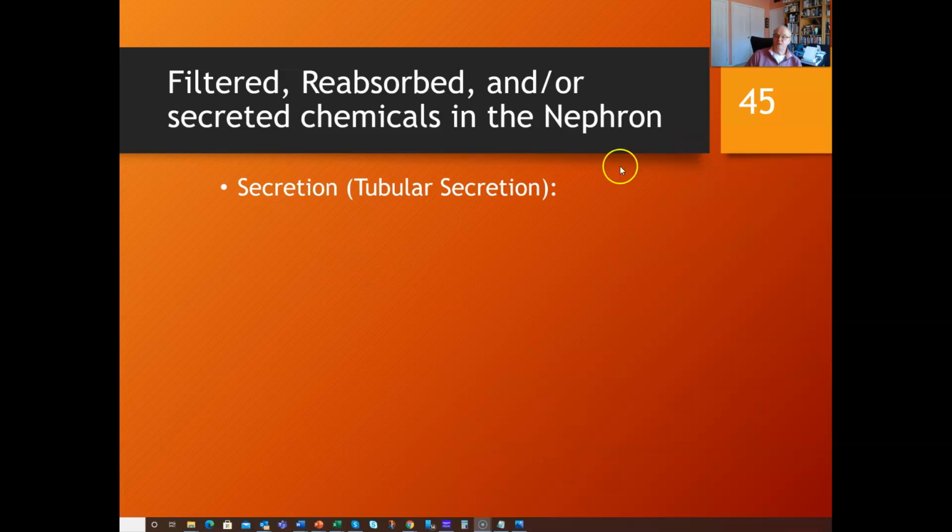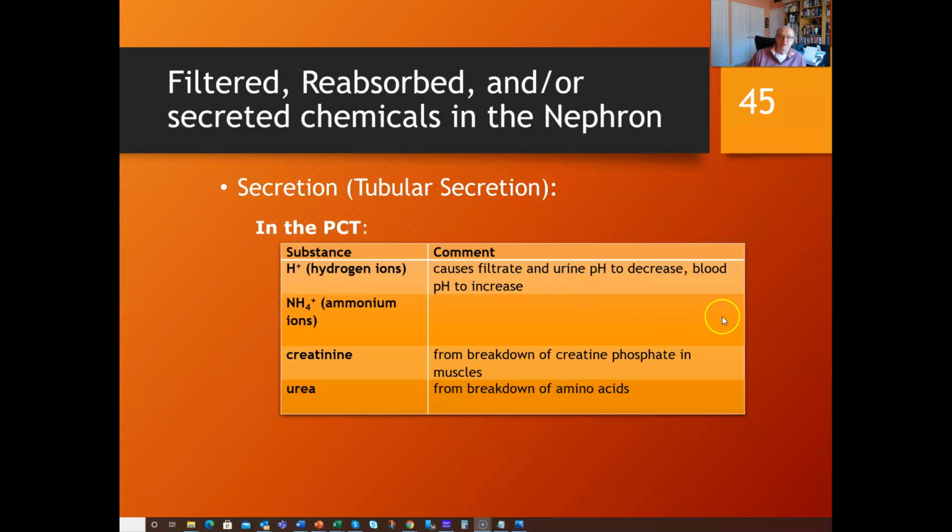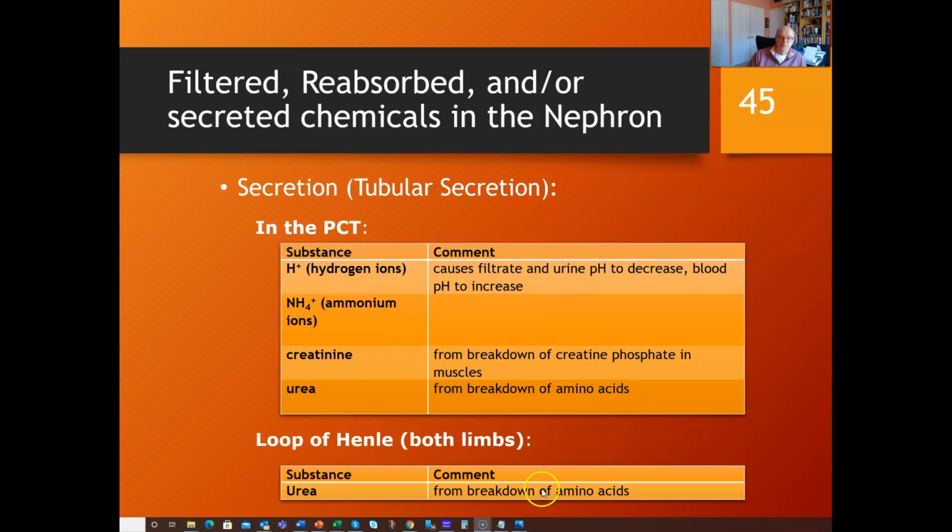Okay, what is secreted, in other words, what we pour into the tubules actively? In the proximal convoluted tubule: hydrogen ions, ammonia, which is one of the breakdown products of urea. It starts off as being urea. Creatinine, which is from muscles, and they do measure that, and urea from the breakdown of amino acids. And urea again is secreted in the loop of Henle.